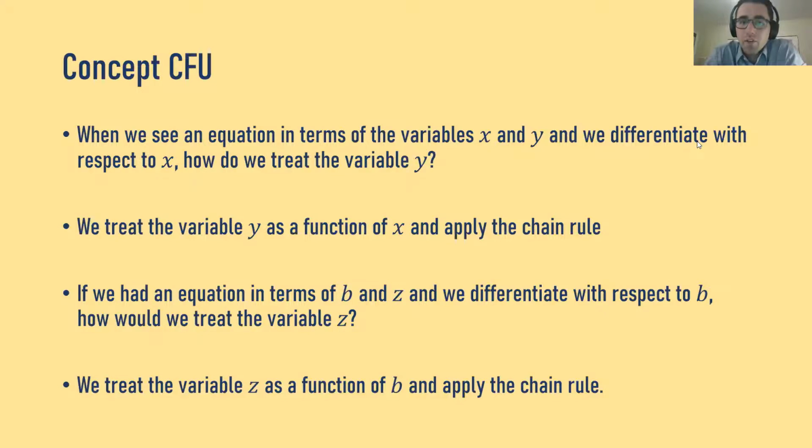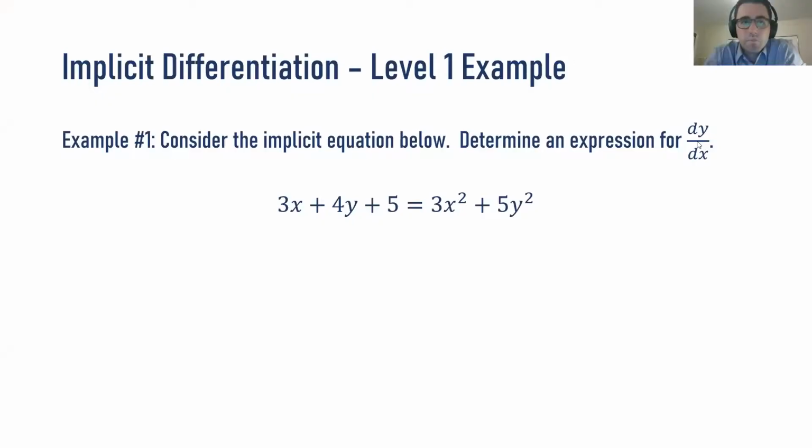Something to notice here is that we're just changing the letters in what we're differentiating with respect to. In the first question, it was x and y. In the second question, it's b and z. You want to be flexible with looking at different variables. That'll help you out later if you're tackling a related rates question.